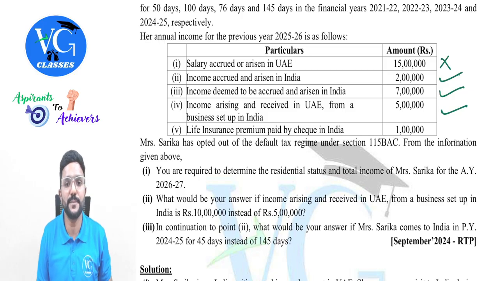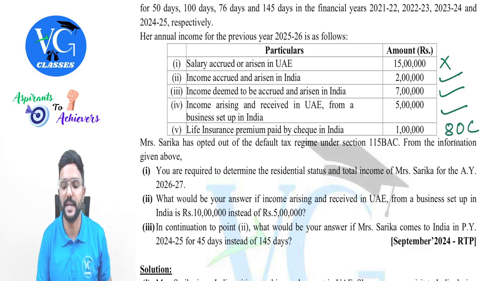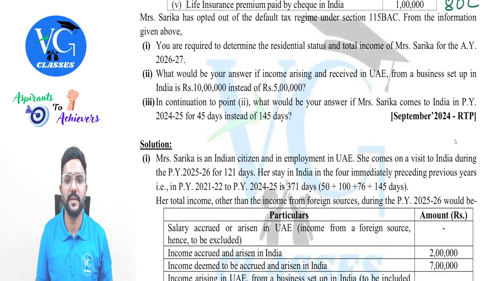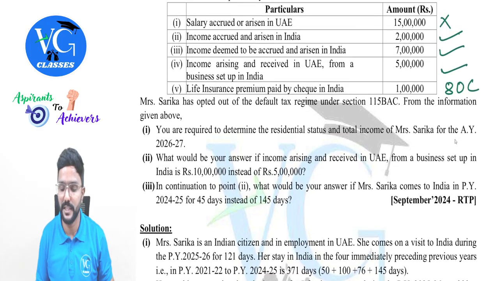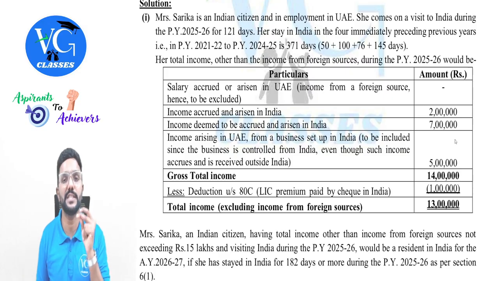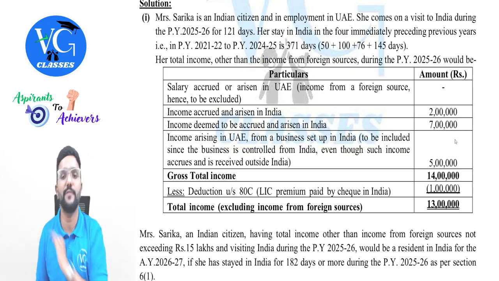Life insurance premium paid by cheque in India, for which deduction is available under section 80C, guys. Sarika has opted out of the default tax regime under section 115BAC. That means she is eligible to claim deduction under section 80C. From the information given above, you are required to determine the residential status and total income of Sarika. First, to determine the residential status, we need to compute the total income of Sarika other than the income from foreign source.